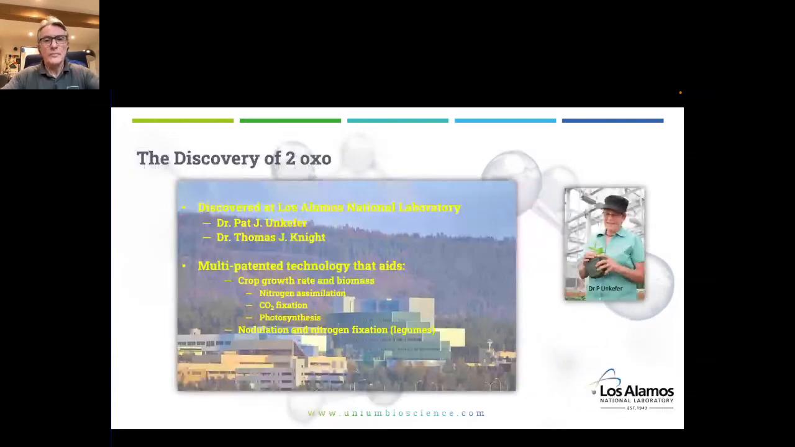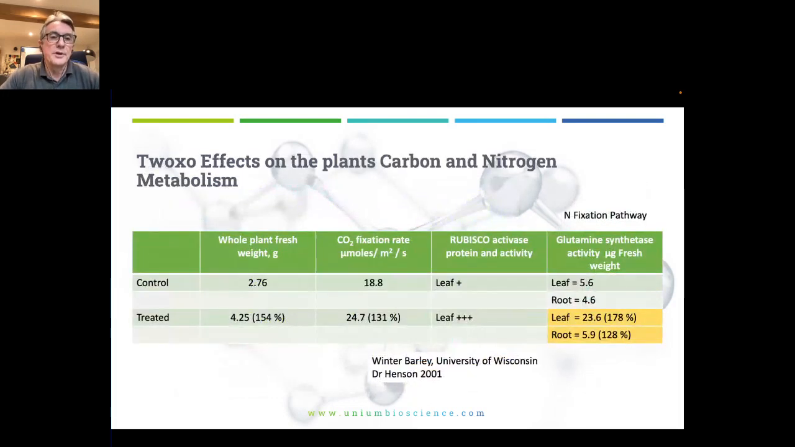This was all discovered by Dr. Pat Unkefer at Los Alamos National Laboratory. And Los Alamos was one of the research laboratories in the US that spent a lot of money on agriculture for spy in the sky in the Cold War over Russia, looking at US food production, making the US food self-sufficient. So this is where Pat worked for over 30 years, looking at the link between carbon and nitrogen. And this is where she came up with the development of the 2-oxo gatekeeper molecule.